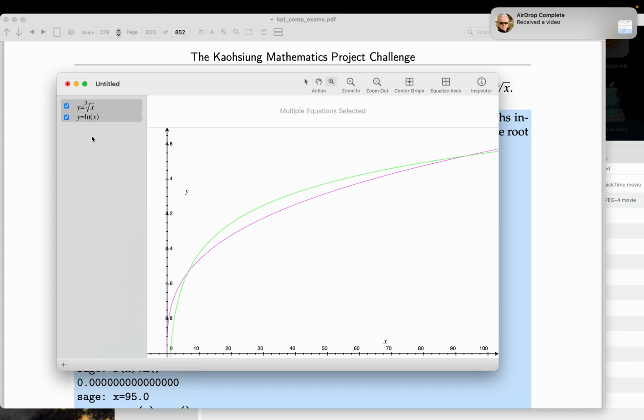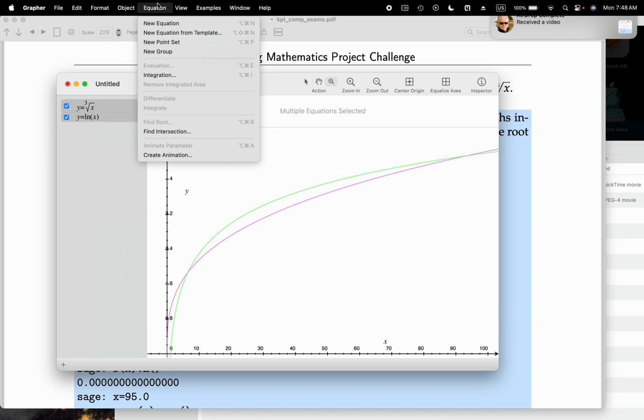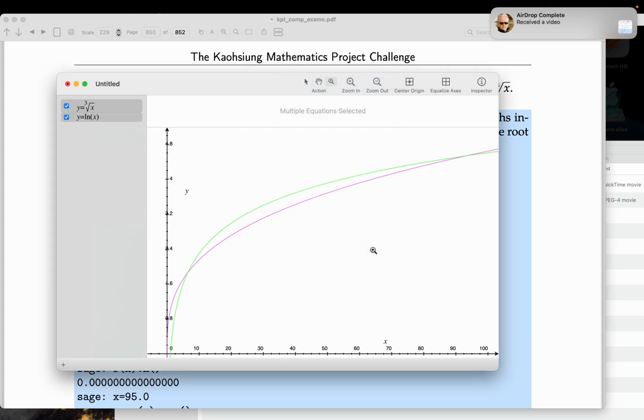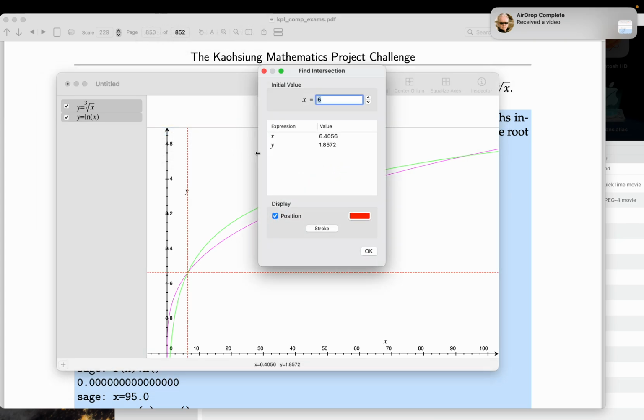Now, granted, what I can do is find the points of intersection using the software. They did say use Newton's method, but I'm going to find the intersection. I need to give it an approximate value over here, and looking at it, I'm going to say it looks around 6. I'll say okay. Whoops, I think I made a mistake there. Let me do that again. Oh yeah, I'm sorry, I closed it out. So it says x is really 6.4056.